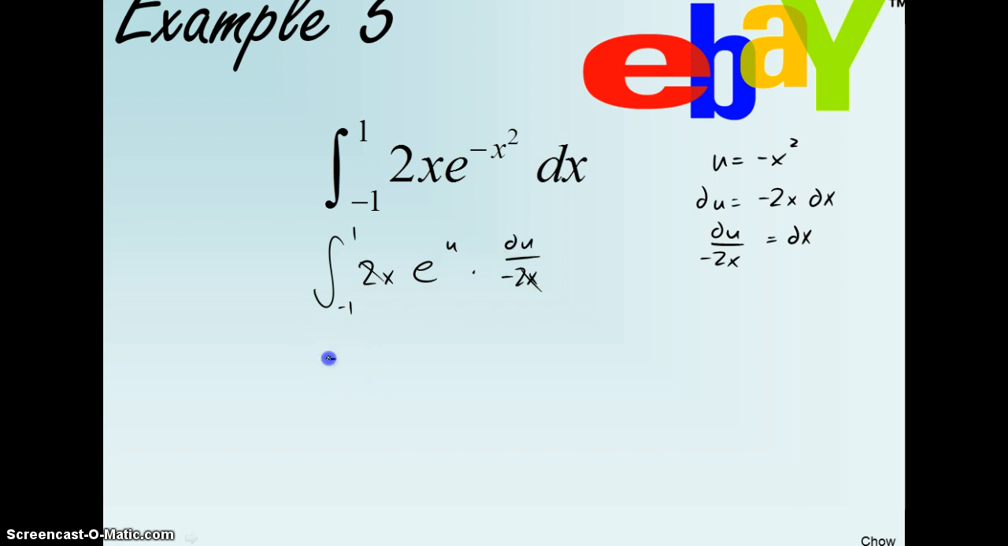So my integral is just going to be negative e to the u, or negative e to the negative x squared evaluated between negative 1 and 1. I plug a 1 in there, and I'm going to get negative e to the negative 1, because the square happens before the negative. And then when I plug a negative 1 in there, I'm going to get the same thing, plus e to the negative 1. So this whole thing's just going to come down to 0.